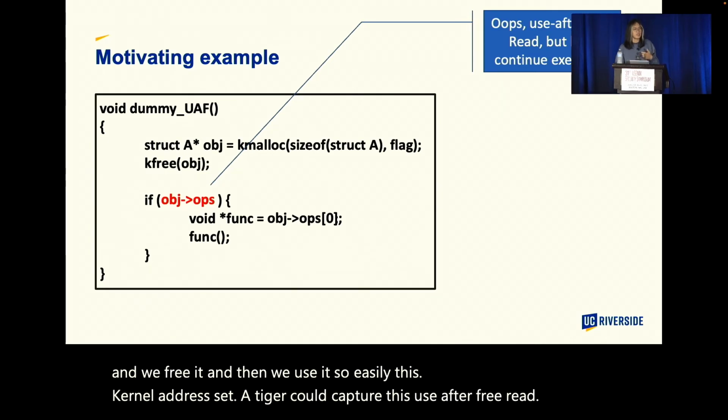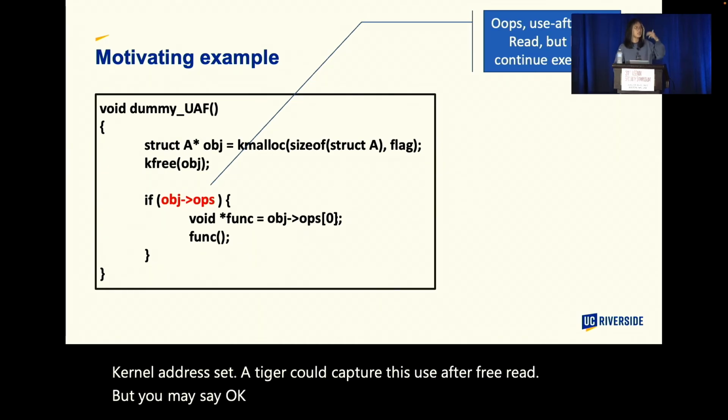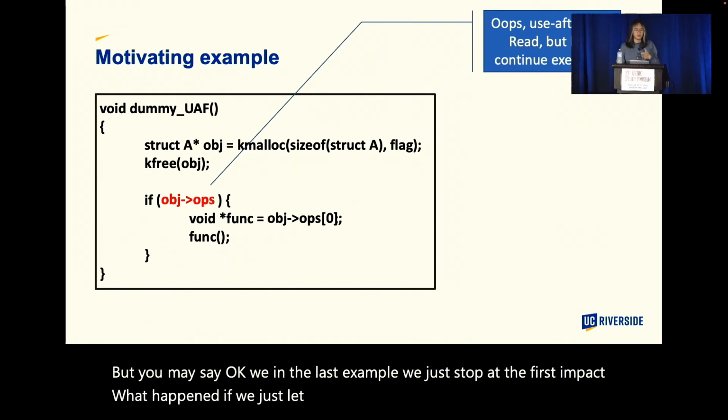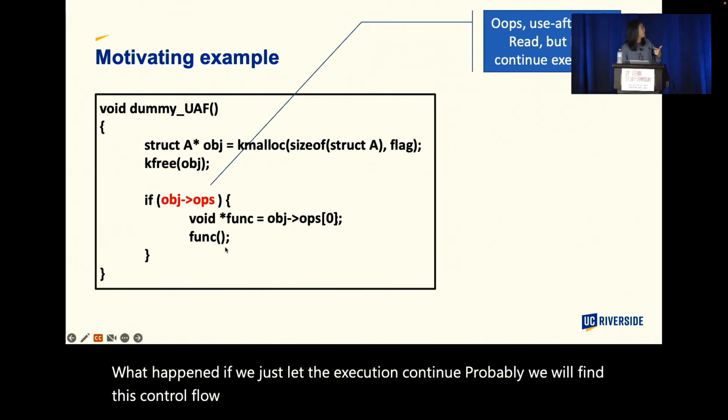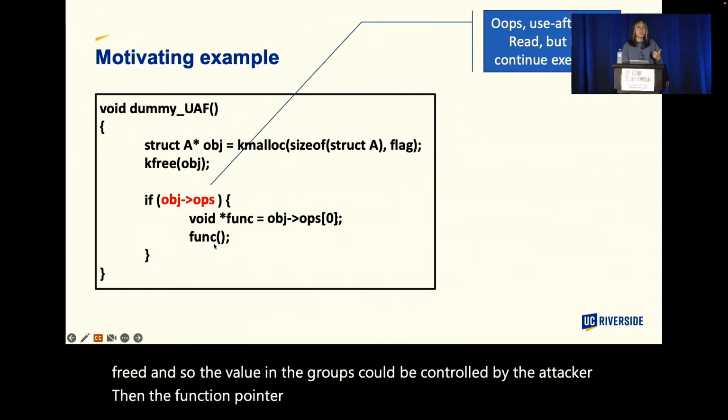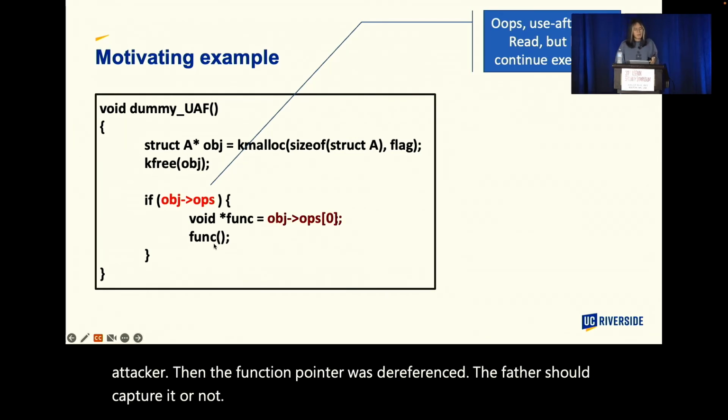But you may say, OK, in the last example, we just stop at the first impact. What happens if we just let the execution continue? Probably we will find this control flow hijacking in here, right? Because the ops has been freed, the value in the ops could be controlled by the attacker. Then the function pointer is dereferenced. The fuzzer should capture it or not? Let's see what happens in this line.